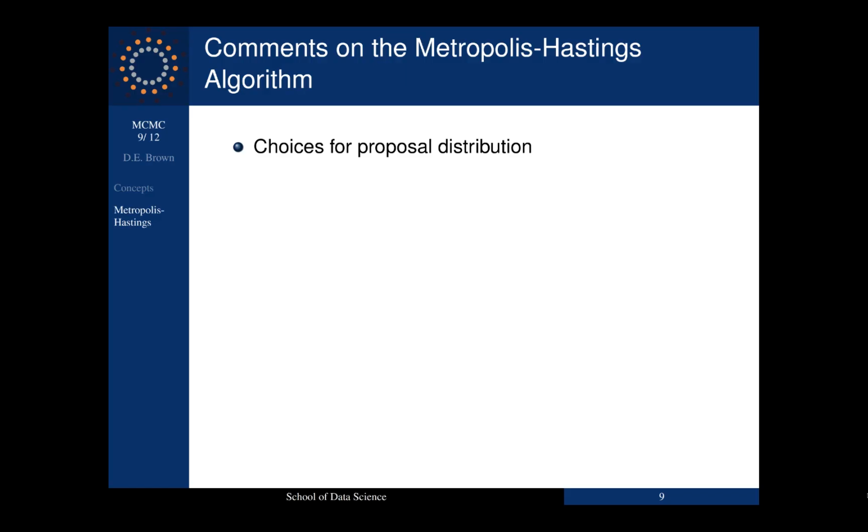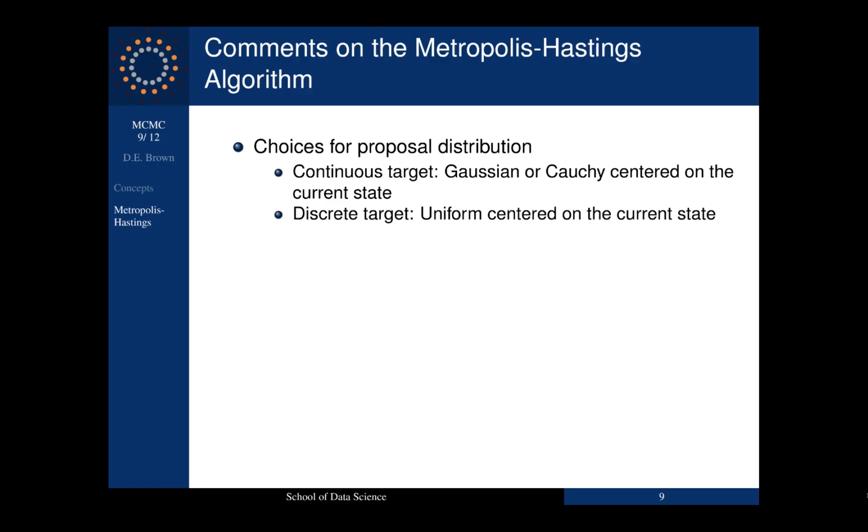Okay, a couple comments. Choices for the proposal distribution. Typically, we use either a Gaussian, some symmetric distribution for things that we want to be symmetric, or a Cauchy centered on the current state. If we're not wanting it to be symmetric, then we can use other distributions, for instance, a gamma distribution or something like that, that allows us to not be symmetric because of requirements of the distribution. For discrete problems, we typically use a uniform centered on the current state.